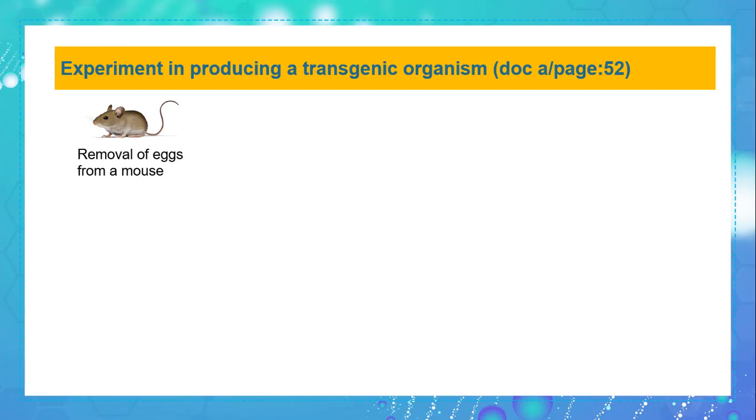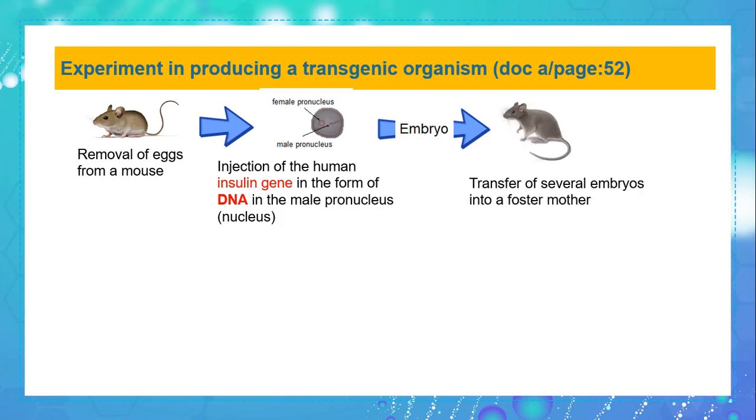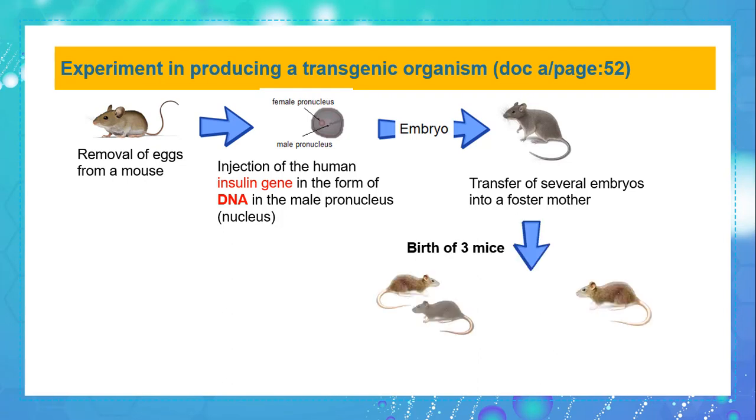In this experiment, eggs are removed from a mouse, and a human insulin gene is inserted into a male pronucleus that has been inserted into one of the eggs. Here we notice that the female and male pronuclei correspond to the female and the male gametes before fusion during fertilization. Then the obtained embryo is transferred along with other embryos into a foster mother, where the foster mother is the mother that will bring up the child instead of the natural mother. And later we observe the birth of 3 mice.